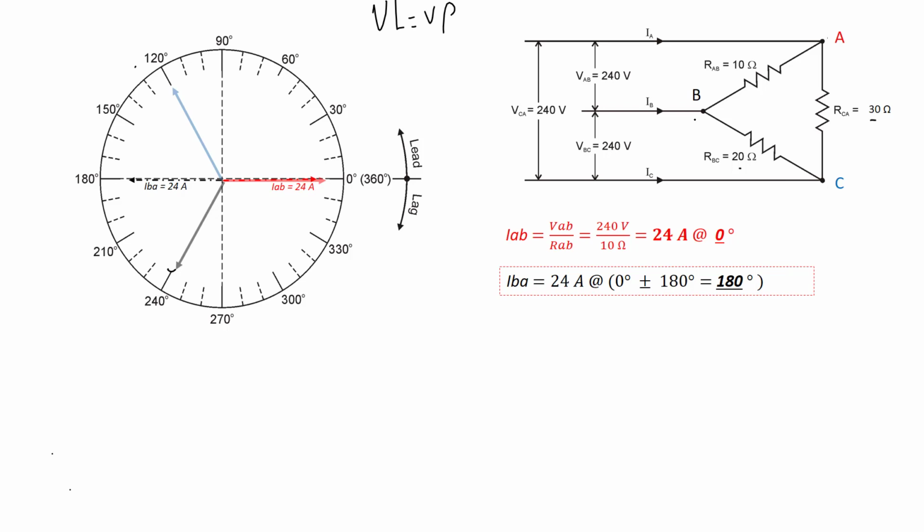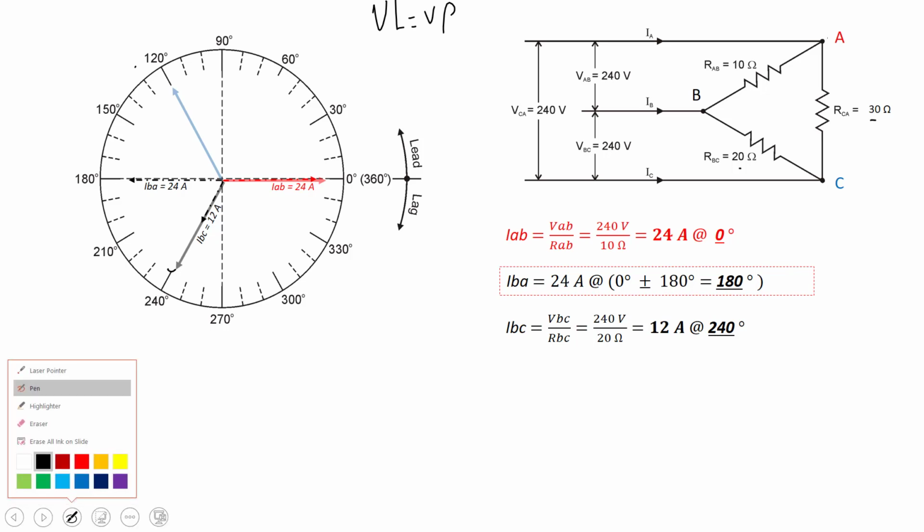Next vector I can calculate is the current from B to C, so phase current BC. I'm going to take 240 volts and divide it by the resistance BC of 20 ohms. That comes to 12 amps. Because it's a resistor, that 12 amps of current is going to be right in phase with the voltage drop BC, so I plot it right at 240 degrees. And there it is. IBC is 12 amps.